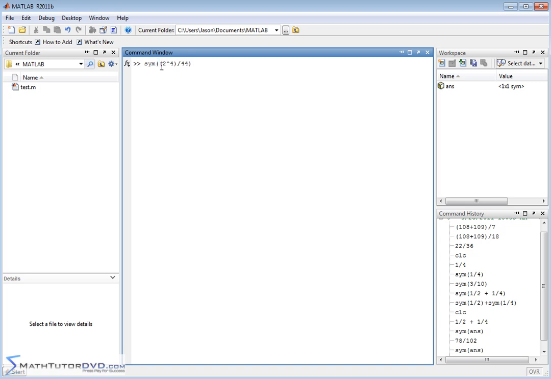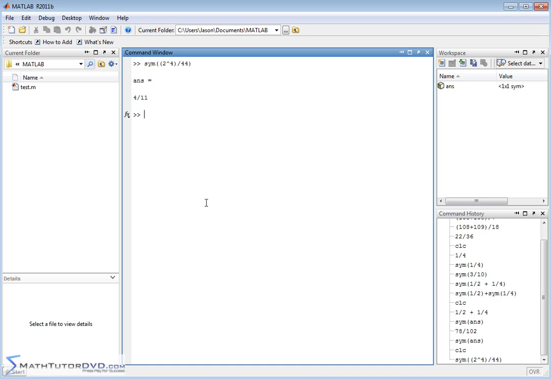I wrap this guy up in parentheses just to make it clear to you that I'm taking 2 to the 4th power, I'm taking that result, I'm dividing the answer by 44, right? And I've wrapped the entire thing in the symbol operator. So what we get is 4/11, 4 divided by 11.